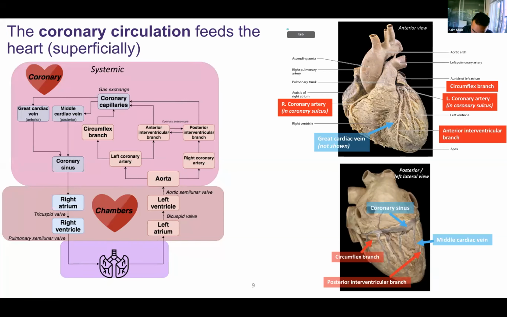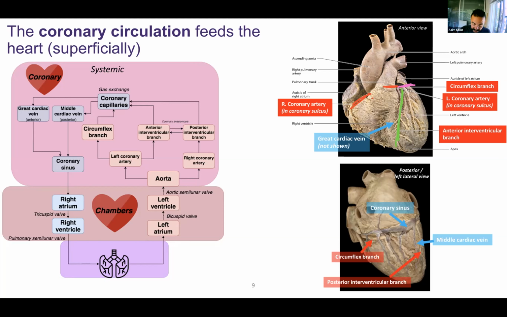It's really hard to see the right coronary artery coming out of the aorta and the left coronary artery coming out of the aorta. But you have a right coronary, left coronary. And then the left coronary branches into the circumflex branch, and then the anterior interventricular branch.